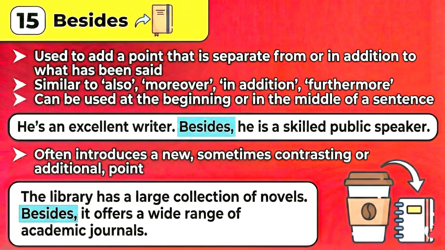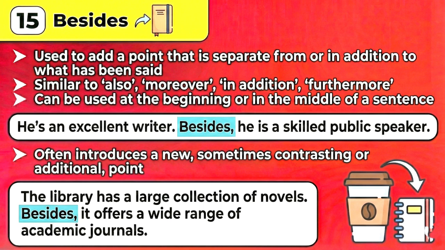Word number 15 is besides. Besides is used to add a point that is separate but related to what has already been said. It can be used at the beginning or middle of a sentence.